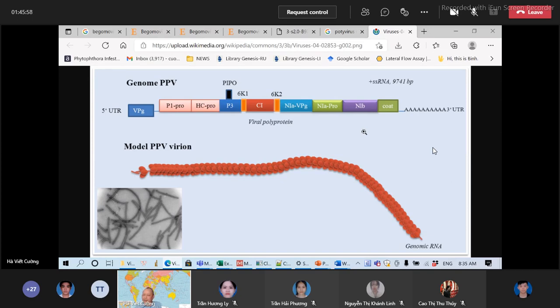Now, I describe this very briefly. The genome of the virus is a positive-sense single-stranded RNA molecule. At the 3' end, the genome of the virus has one poly A tail. And at the terminal of the 5' end, they have one protein bound, which is namely the VPg.